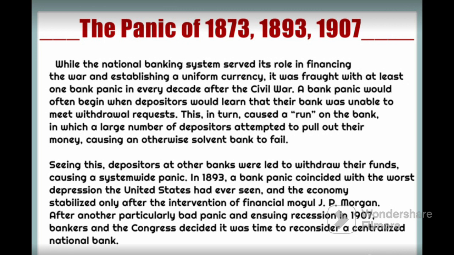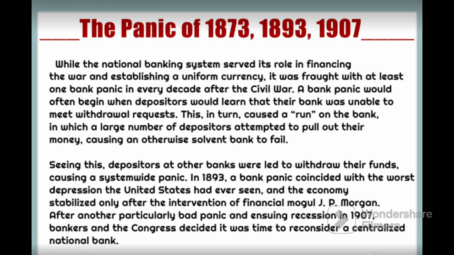While the national banking system served its role in financing the war and establishing a uniform currency, it was fraught with at least one bank panic in every decade after the Civil War. A bank panic would often begin when depositors would learn that their bank was unable to meet withdrawal requests. This, in turn, caused a run on the bank in which a large number of depositors attempted to pull out their money, causing an otherwise solvent bank to fail. Seeing this, depositors at other banks were led to withdraw their funds, causing a system-wide panic.